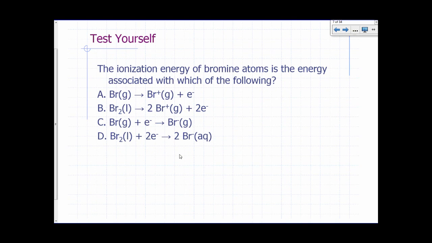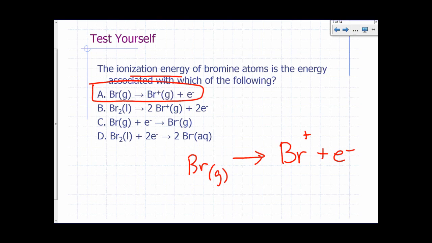Let's do a quick check. Ionization energy of bromine atoms is the energy associated with which of the following? What did we say ionization energy was? Unless otherwise specified, we mean the first ionization energy. So we're talking about an atom in the gas phase losing an electron. Giving up an electron, what's left behind? That would have to be Br with a +1 charge. So that's this one right here: bromine going to Br+ plus an electron. That's the definition of ionization energy.